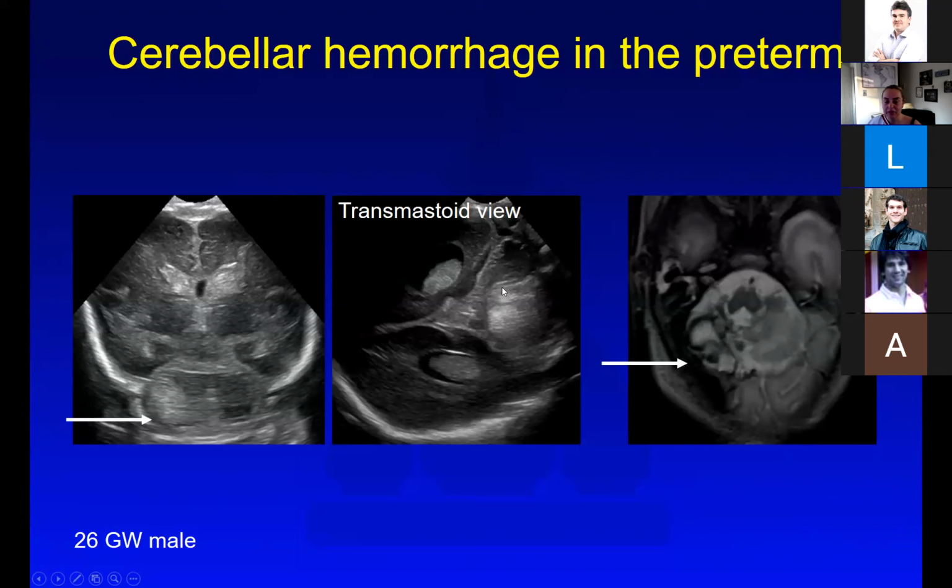It is the same infant's hemorrhage with a transmastoid view. Obviously, when you get closer, it's an easier look. The same infant had an MRI later, and you can see the cystic encephalomalacic changes and hemosiderin staining in the affected cerebellum.